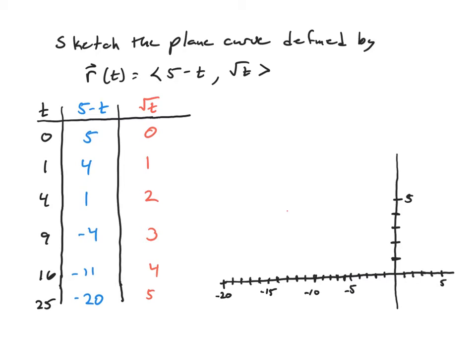Now you'll notice I did make a change on the grid. When I made the grid, I forgot to put in the portions over to the right. So now let's go and sketch this plane curve.